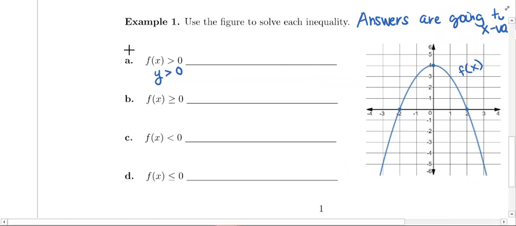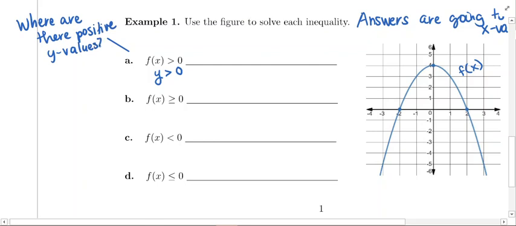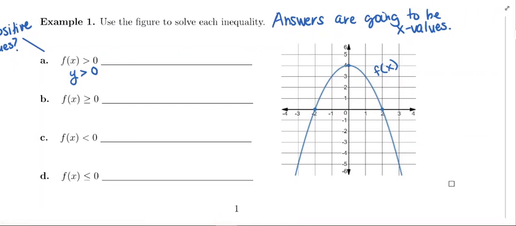So this is asking nothing more than where are there positive y values? Okay, where are there positive y values? So let's go to the picture.